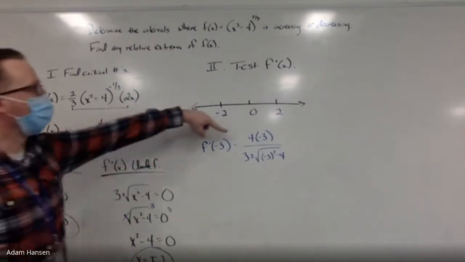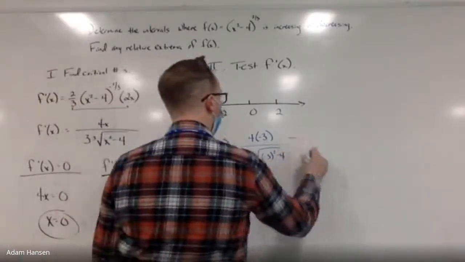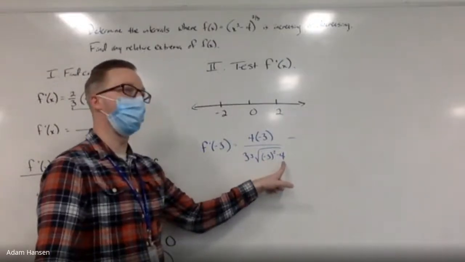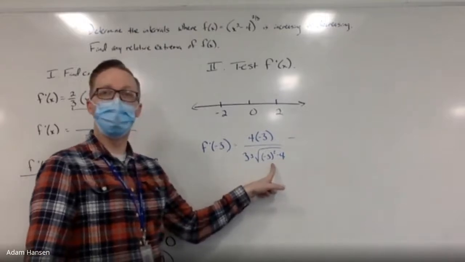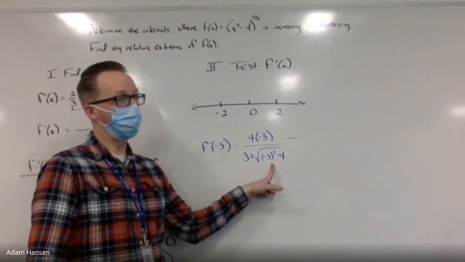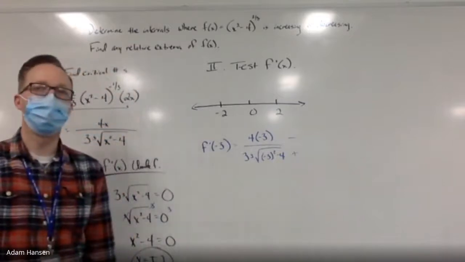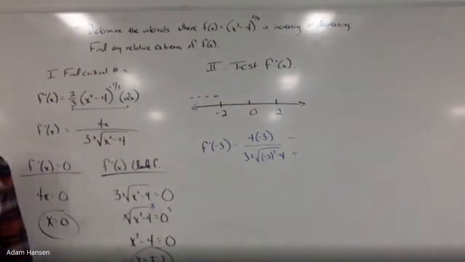What's 4 times -3? Is that positive or negative? Obviously negative. -3 squared is 9. 9 minus 4 is 5. Is 3 times the cube root of 5 positive or negative? Positive. What's a negative divided by a positive? Negative. So that means my first derivative is negative for that entire interval, from -infinity to -2, for everything less than -2.